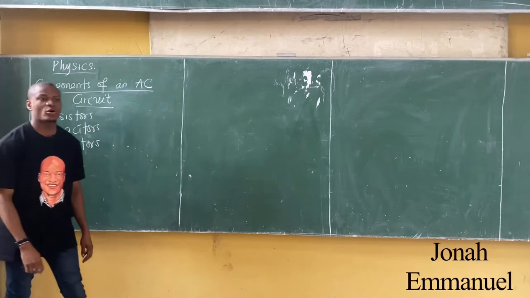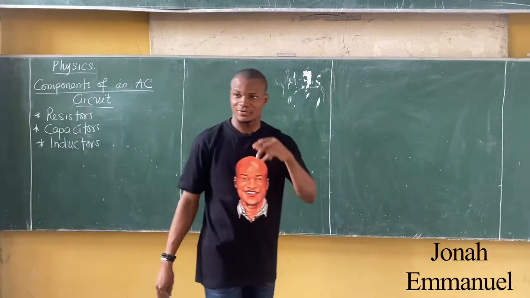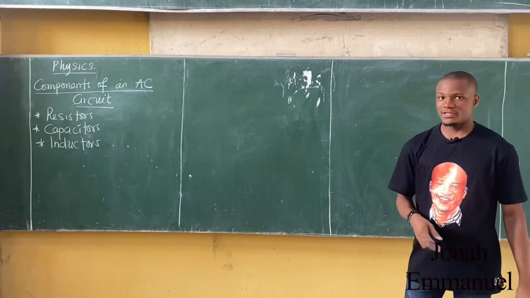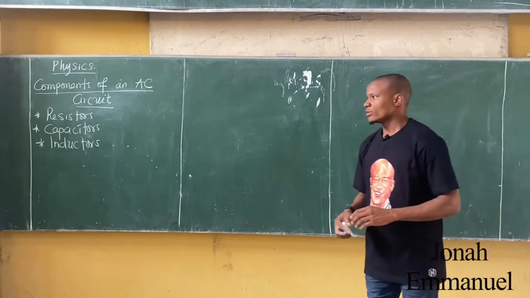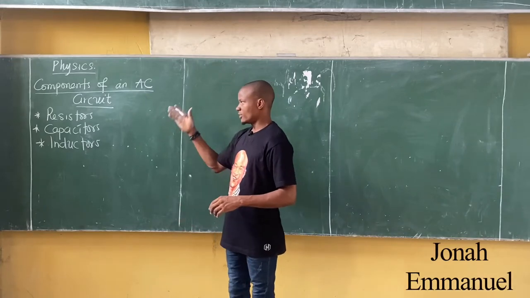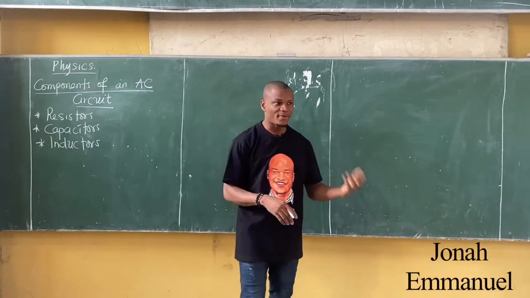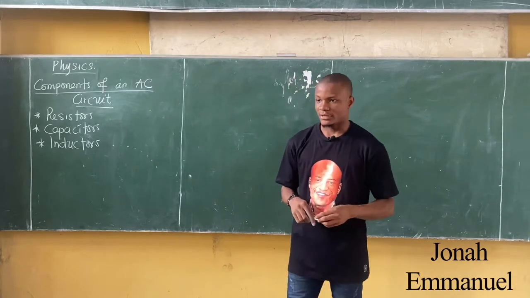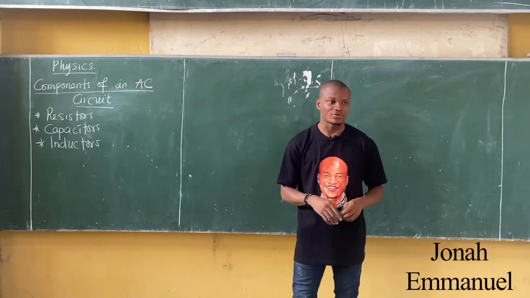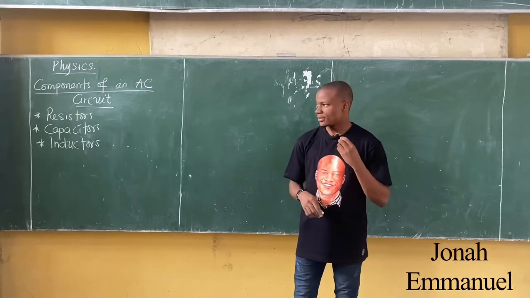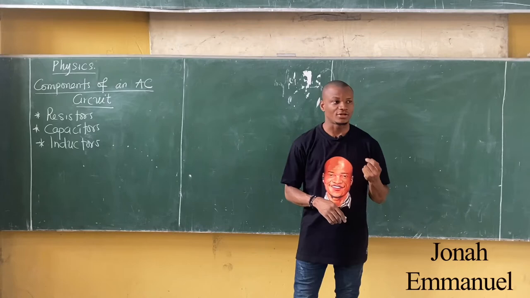There are three major components of an AC circuit, which include resistors, capacitors, and inductors.